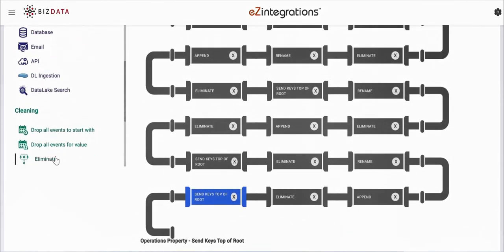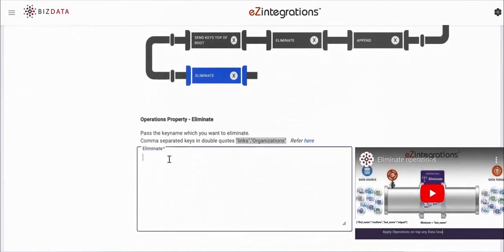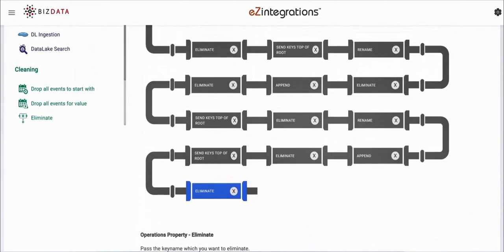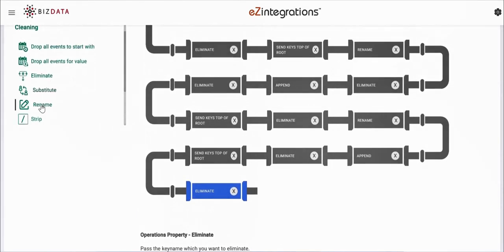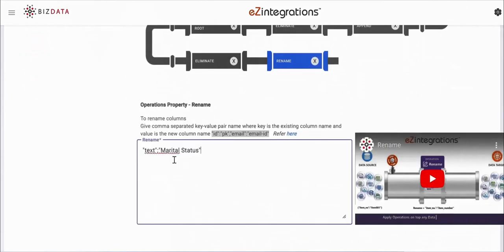Next, eliminate operation is used to eliminate key values coding, deceased boolean, communication and contact, as they are not required. Rename operation is used to rename key value text to marital status.